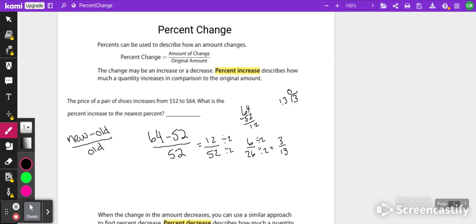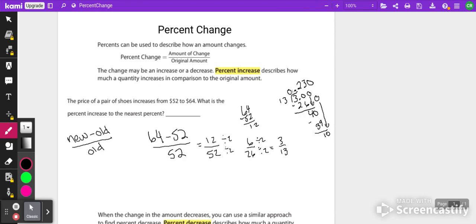And do some math here. I know 13 can't go into 3, so I'm going to add a 0 and a decimal. 13 goes into 30 2 times, which would be 26. Subtract and bring down a 0. 13 would go into 40 3 times, which would be 39. And then 13 would go into 10 0 times.